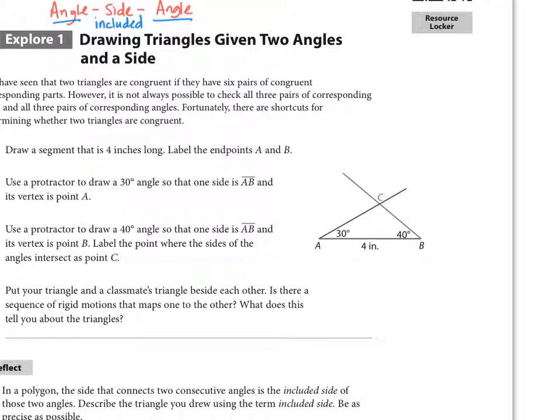Actually, let me show you in this picture on this page. If you're looking at angle A and angle B, the included side would be the side AB, this side right here. So AB is included between angle A and angle B. And again, that's what we mean by included.